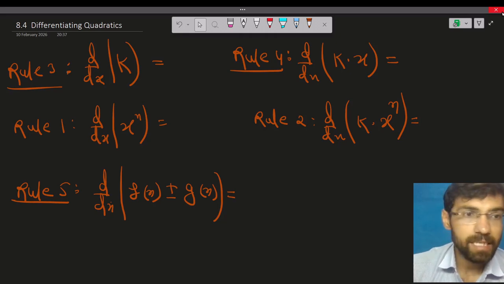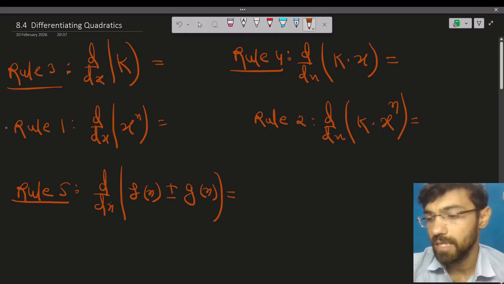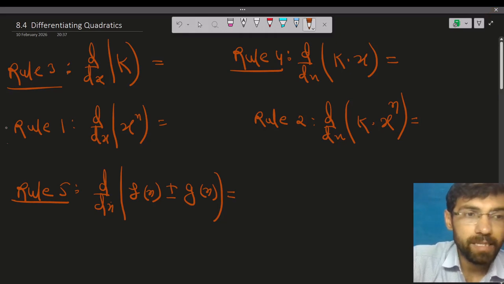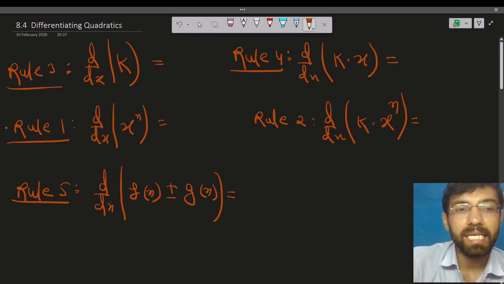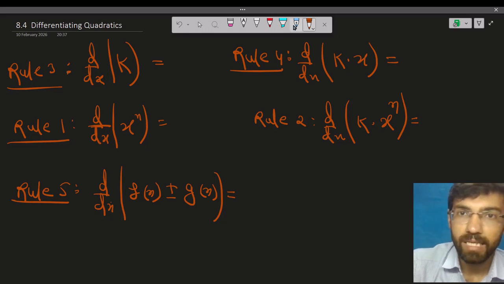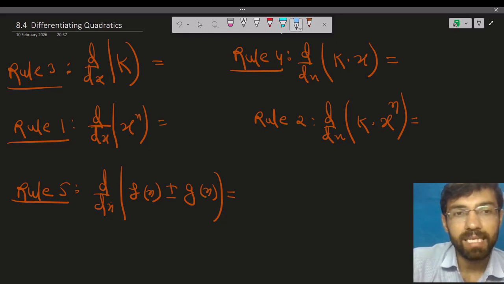So just for revision, rule number one was differentiation. This is rule one. We learned about d upon dx of x raised to n, that is, differentiation of x raised to n. What is this? It is the power rule. The power jumps off and it reduces by 1, so x raised to n minus 1.